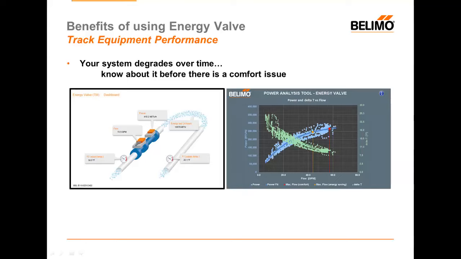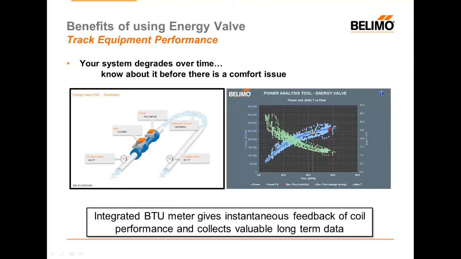In addition, we're going to track system performance. The more you know about your system, the more efficient you can operate it under its current conditions. That's the whole concept behind continuous commissioning. The integrated BTU meter gives us obviously instant feedback, but it also gives us trending and long-term data so that we can make smarter decisions about maintenance, control strategy, and other types of things that we would want to have for a more efficient building.